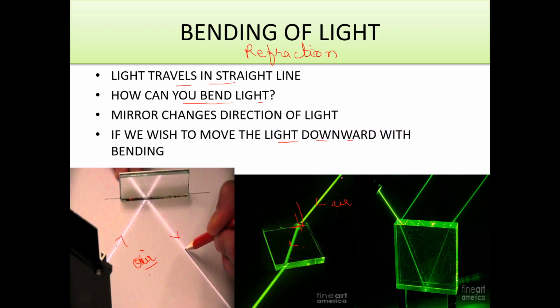If you look at this portion, in air it is traveling straight, in glass also it is traveling straight, but when it enters from one medium to another, and again when it emerges out into air, it is bending at the interface. This bending of light is called refraction. So what is refraction? The bending of a light ray when it falls obliquely from one medium to another medium is called refraction. Here you can see part of the light is also reflected, but we will ignore that here.